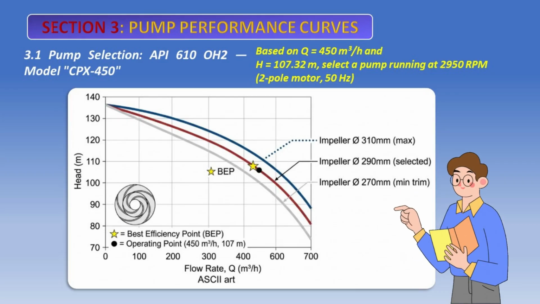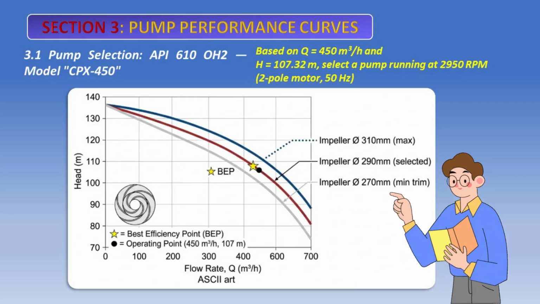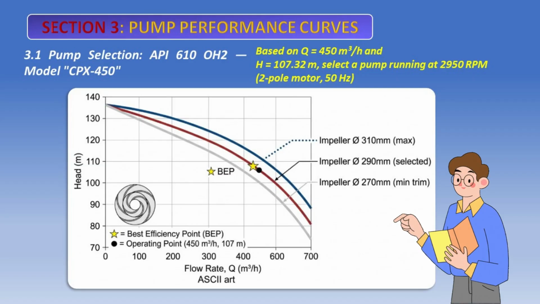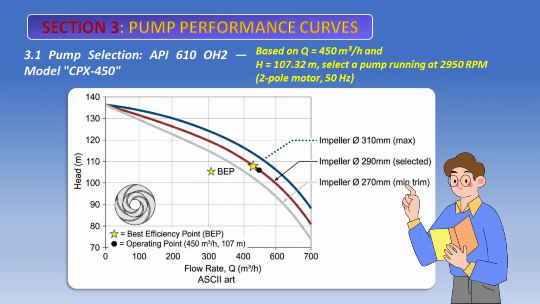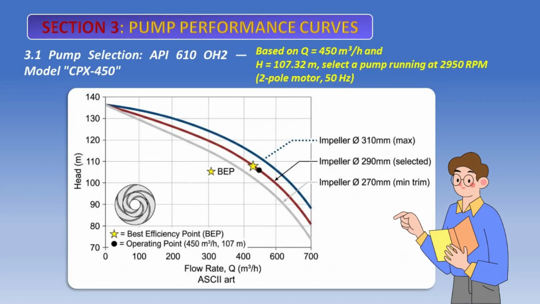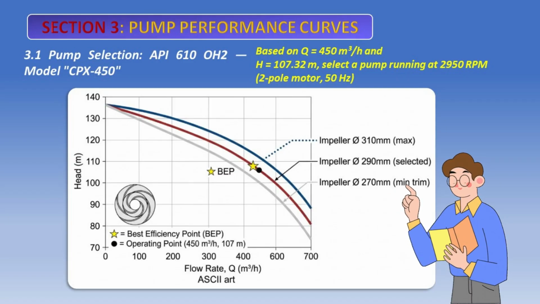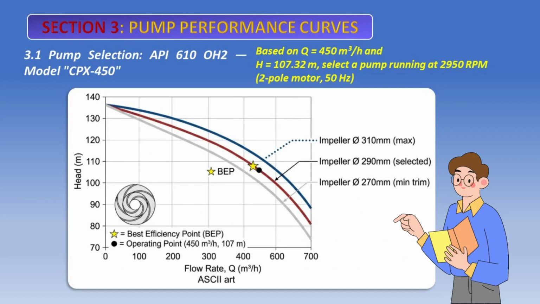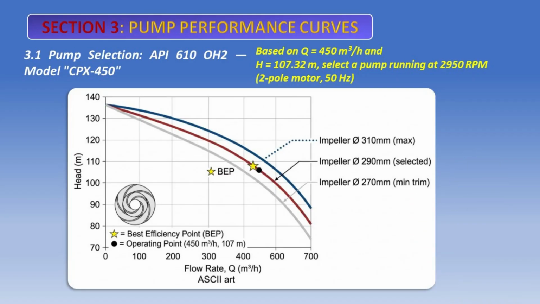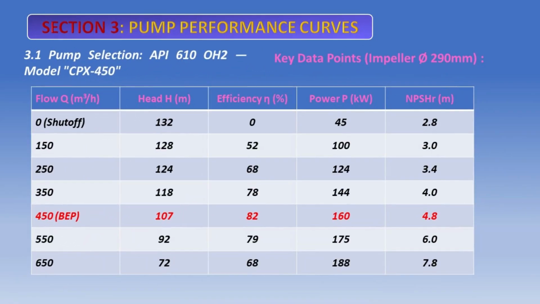A two-pole motor running at 2,950 RPM is specified. The impeller diameter is 290 millimeters, which is the trim that the manufacturer's data suggests will meet our duty point. This is the key data from the pump manufacturer for our selected pump.